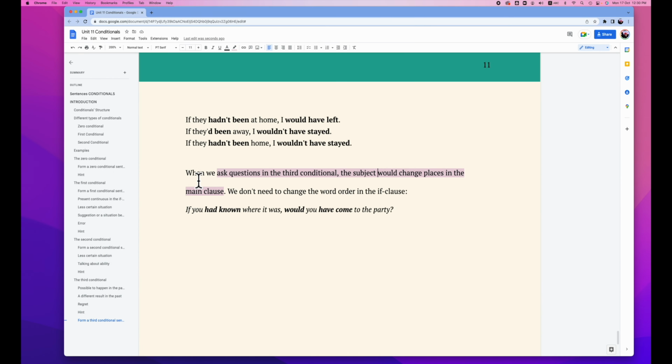How about asking a question with the third conditional? Let's take a look. When we ask questions in the third conditional, the subject changes places in the main clause, that means part B. We don't need to change the word order in the if clause. If you had known where it was, would you have come to the party?